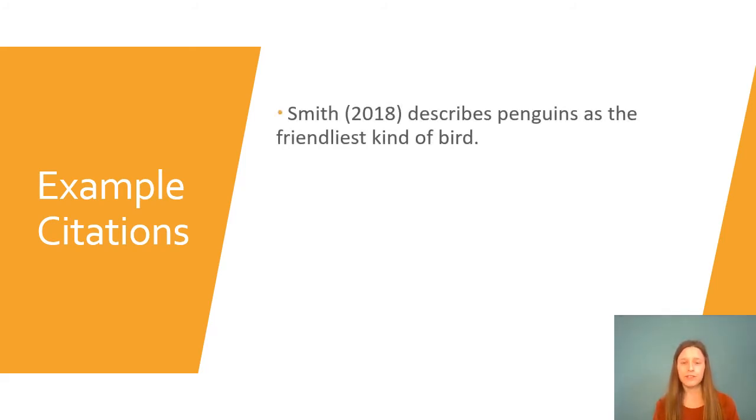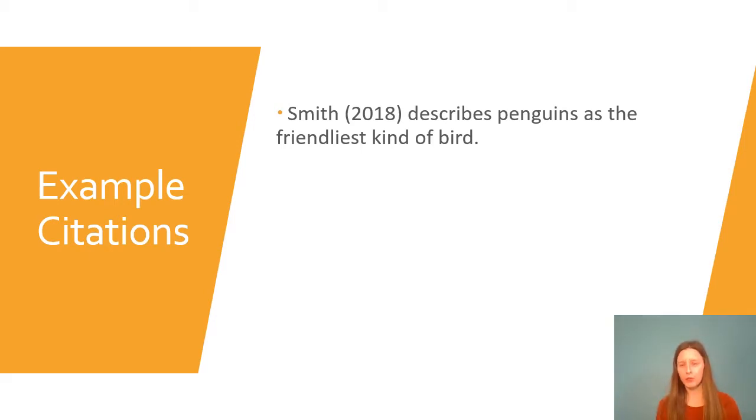So in this instance, it says Smith, 2018, describes penguins as the friendliest kind of bird. So in this case, you have the author's name as part of the sentence. Smith describes penguins as the friendliest kind of bird. And then you have the citation, so the year of Smith's article in parentheses afterwards. So that's one way of doing it. If you want the author's name to be in your sentence, you can put the author's name and then the year of the article in parentheses afterwards.